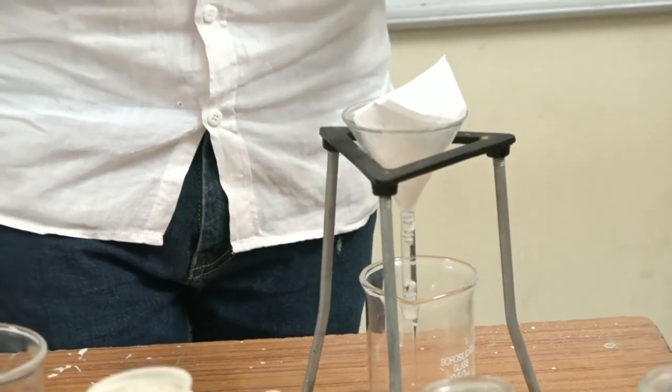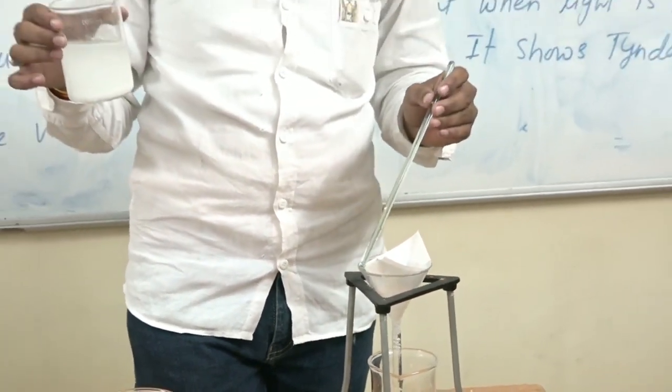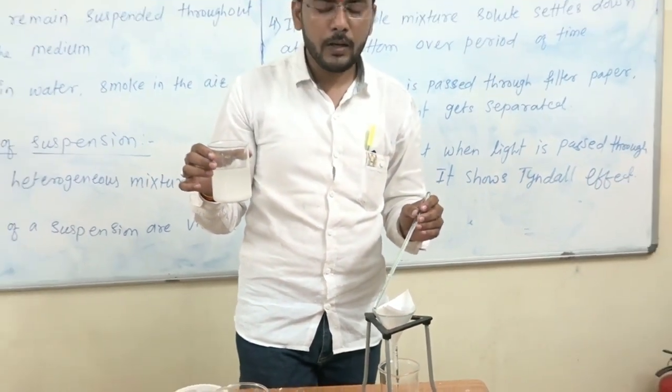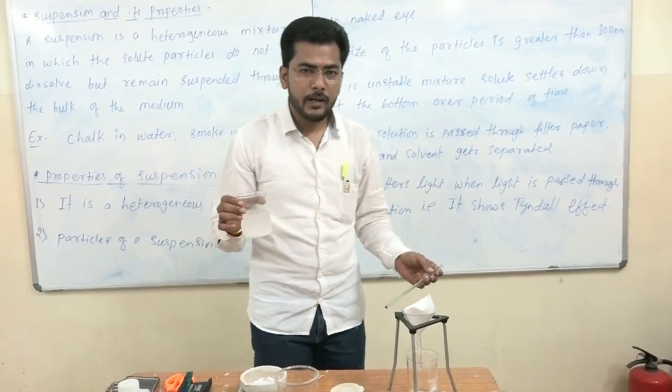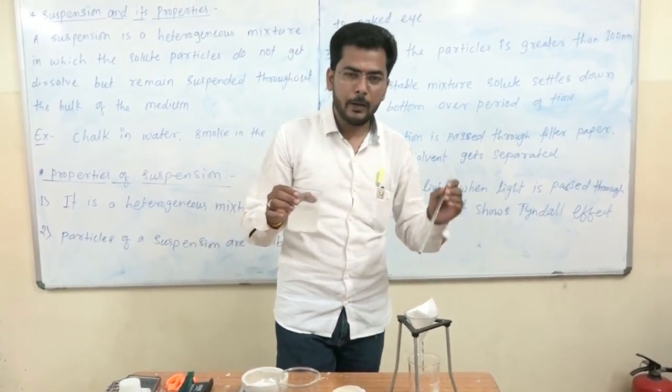This is a glass rod, this is a beaker, this is a separating funnel, a stand, a tripod stand, a beaker and filter paper. Okay.